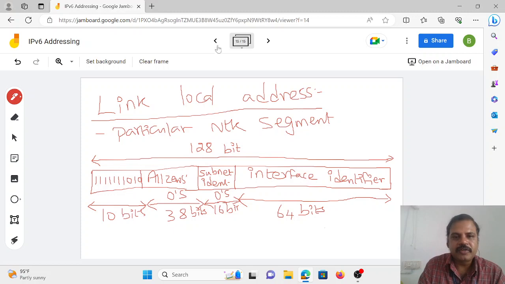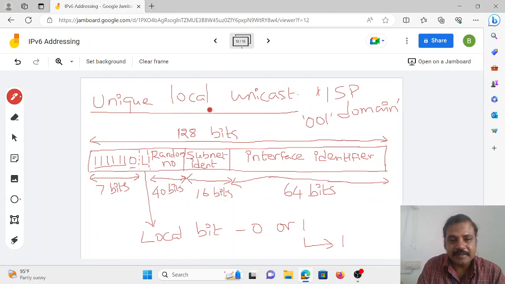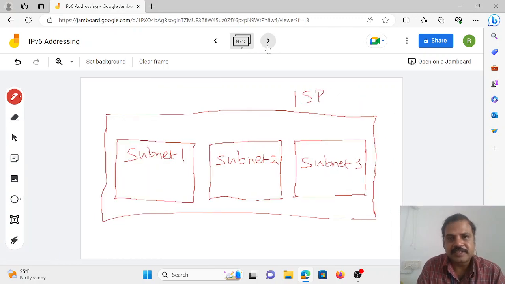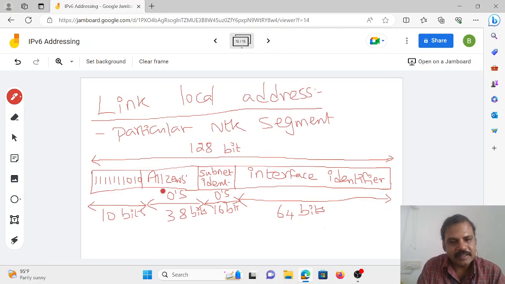But in the case of unique local unicast, we are having some random number for this 40 bits. There is no such mechanism in link local. It should be 0. Subnetwork identifier also should be 0. Interface identifier can be derived from the existing physical address or from the EUI number. So this is the link local address format.